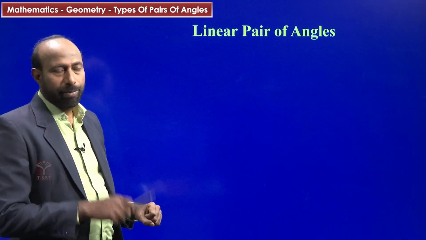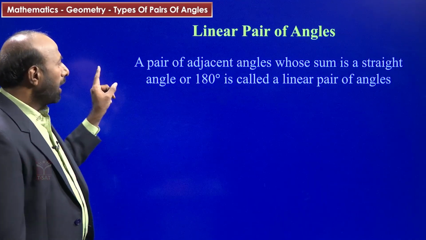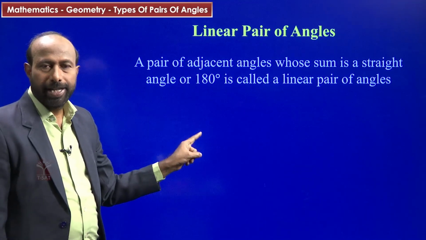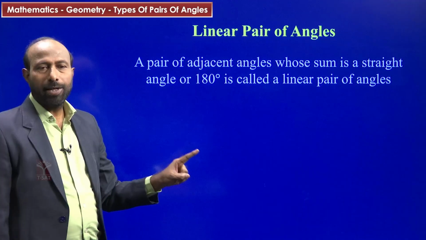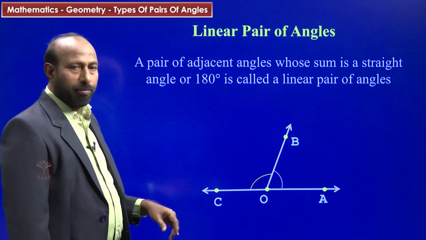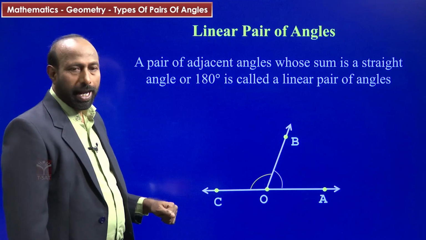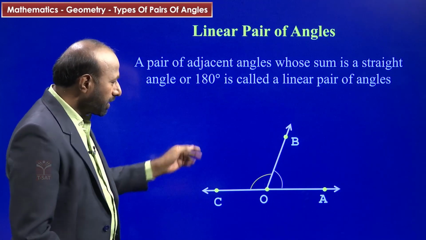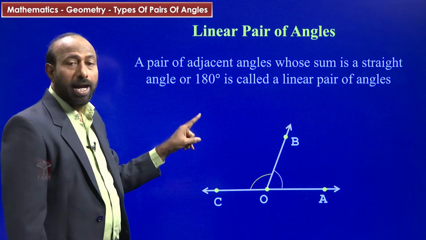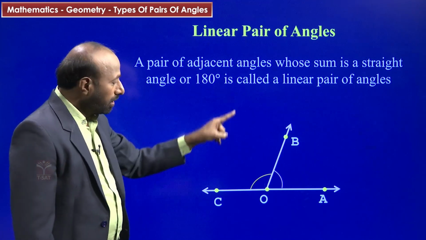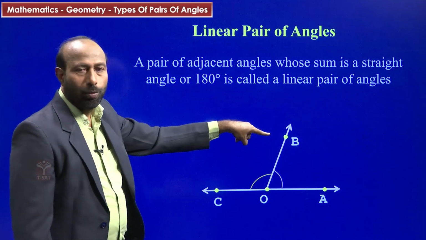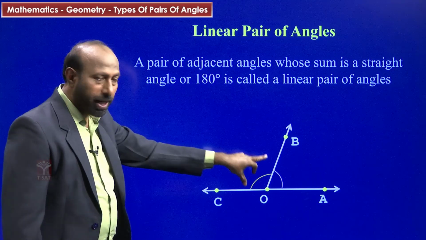Okay. And another pair of angles is the linear pair of angles. Let us see what a linear pair of angles is. A pair of adjacent angles whose sum is a straight angle, that is 180 degrees, is called a linear pair of angles. So, here we have a picture regarding angles. In this picture, we can say that angle AOB and angle BOC are adjacent angles, because they have a common vertex O and common arm OB. That is why these two are adjacent angles.